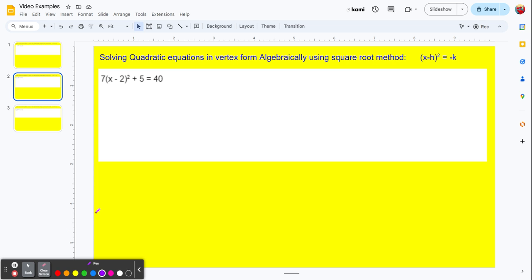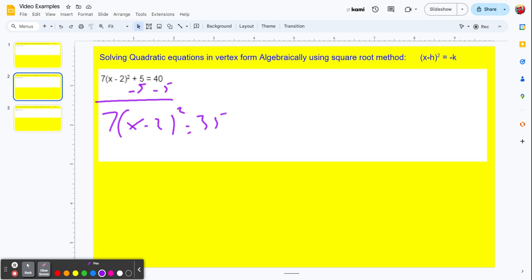Here's another one. This time we have an a value, right? We have 7 in front of the parentheses. So let's take a look at how we simplify this one. So first thing, let's move that 5 to the other side. So we're going to add negative 5 to both sides, or subtract 5 from both sides. So now we have 7 parentheses x minus 2 squared equals 35.